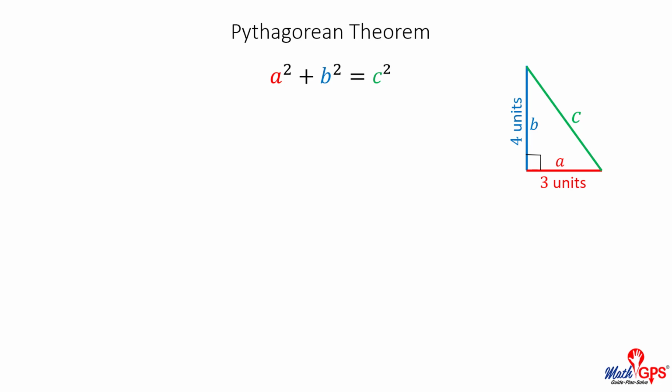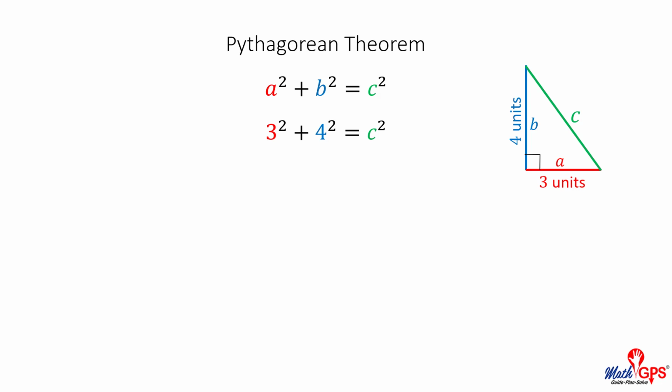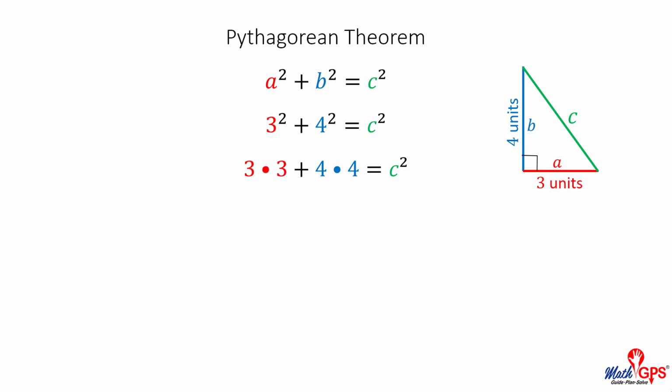Leg A measures 3 units. Leg B measures 4 units. The length of the hypotenuse, C, is unknown. We substitute the leg measurements for variables A and B in the theorem. The exponent 2 tells us to multiply the base number times itself. 3 times 3 plus 4 times 4 equals the hypotenuse squared.